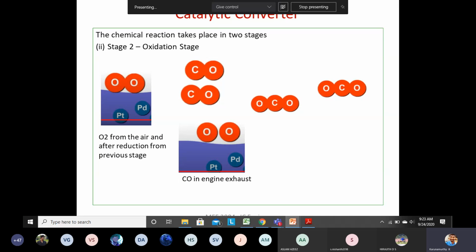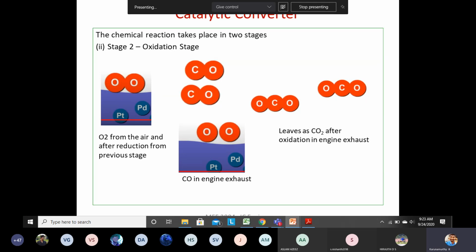Okay. So in the exhaust, we are going to have CO2. The poisonous or harmful carbon monoxide that is present in the engine exhaust, when it comes in contact with the oxygen, is going to undergo the oxidation process. Thereby CO becomes CO2, and finally it is going to leave the catalytic converter as an unharmful emission from the engine. Okay. So this is the second stage reaction.